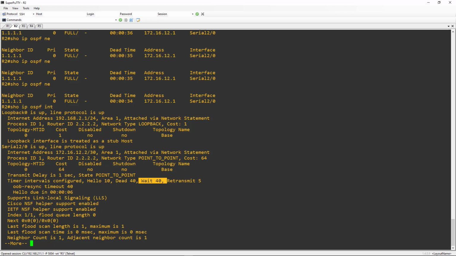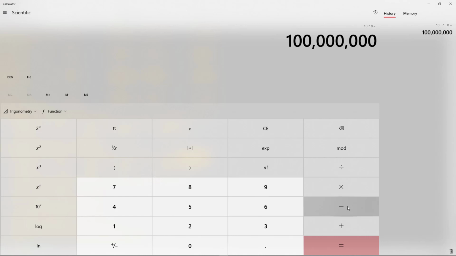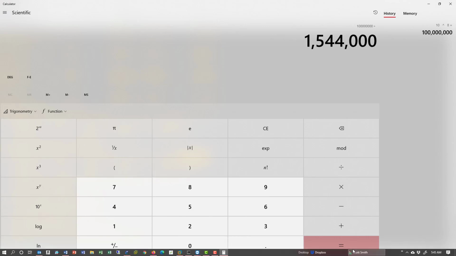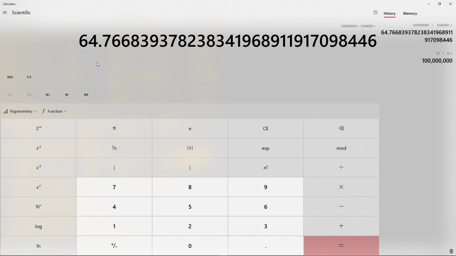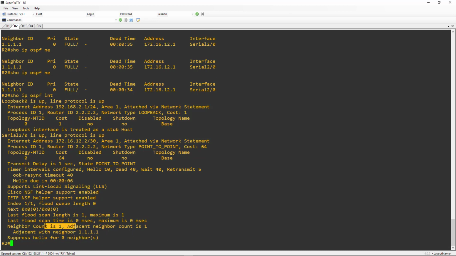We can see here the cost of the link, which is 64. Remember, it's basically 10 to the power of 8 divided by the link bandwidth in bits per second, right? In this case, 64, because it's a 1.544 megabit per second link. So if I take 10 to the power of 8 and I divide that by 1,544,000, now it's in bits per second, we get a cost of 64. Remember, there's no floating point math in these calculations. We don't round up, we simply drop the remainder, and that becomes the cost of the interface. So that's how this cost was calculated at 64. We can also see how many neighbors we have on this particular peer, who the neighbor is.